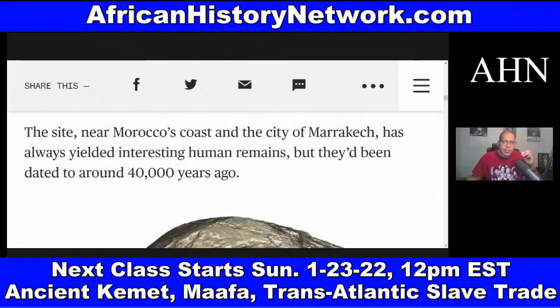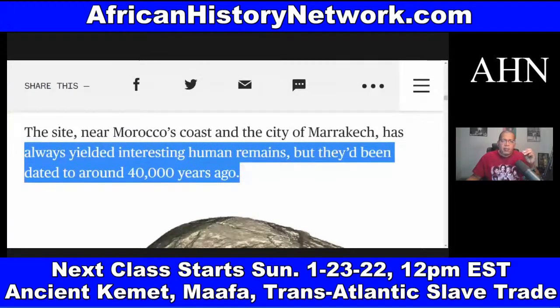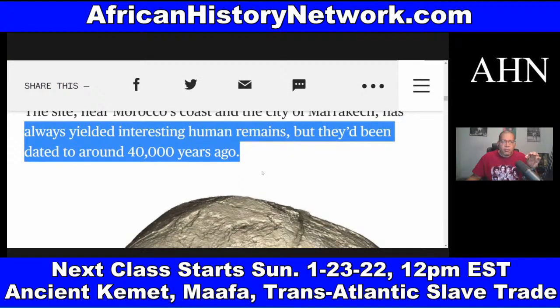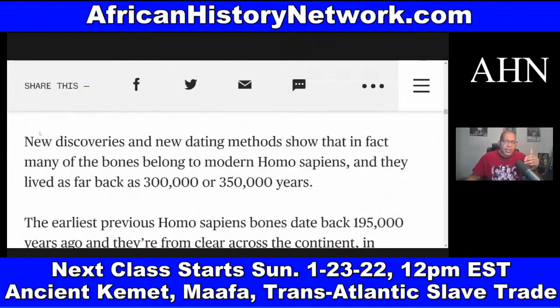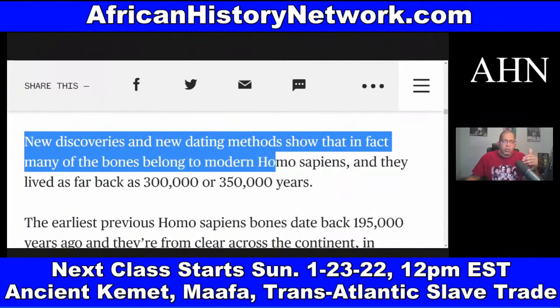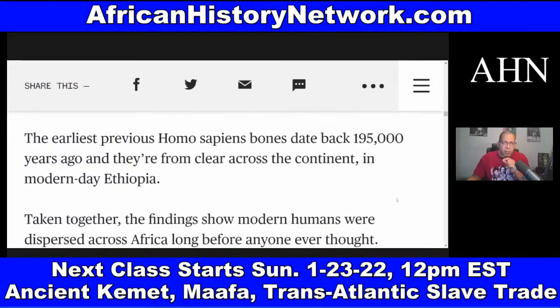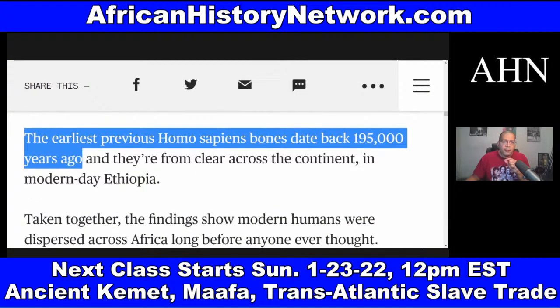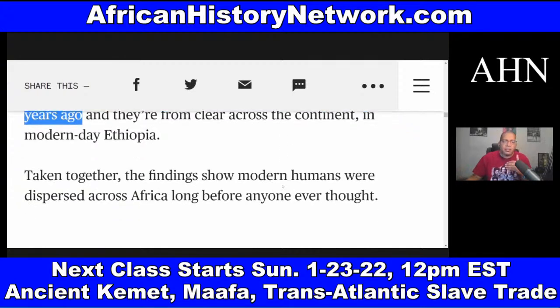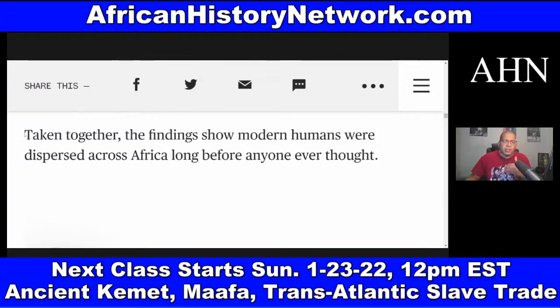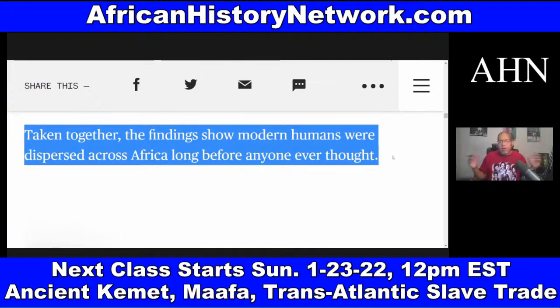A site near Morocco's coast and the city of Marrakech has always yielded interesting human remains, but they had been dated to around 40,000 years ago. New discoveries and new dating methods show that, in fact, many of the bones belong to modern Homo sapiens, and they lived as far back as 300,000 or 350,000 years ago. Now, the earliest previous Homo sapiens bones date back 195,000 years ago, and they're from clear across the continent in modern day Ethiopia. Taken together, the findings show modern humans were dispersed across Africa long before anyone ever thought.